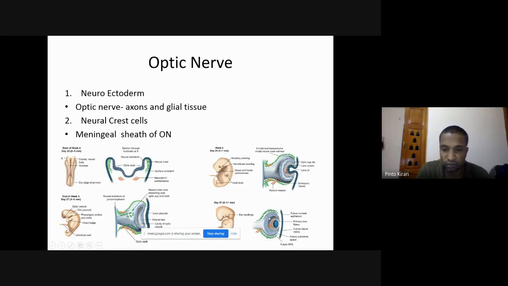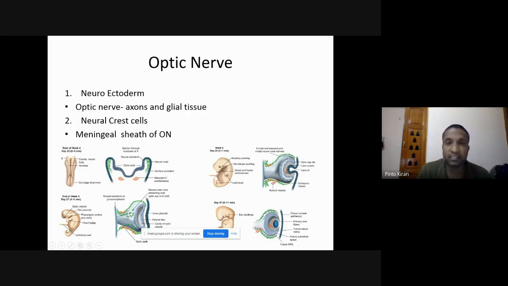Okay, this is just a continuation. If you just remember this diagram, you can easily remember in the exams what are the structures which arise from the different parts of the germ cells. So basically, the neuroectoderm gives rise to the optic nerve, that is the axons and the glial tissue. And the neural crest cells give rise to the meningeal sheath. These green cells are nothing but the neural crest cells. This blue part is nothing but the optic nerve.